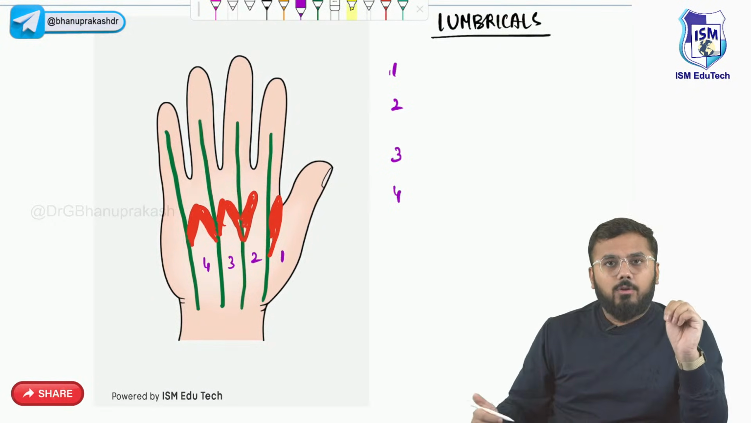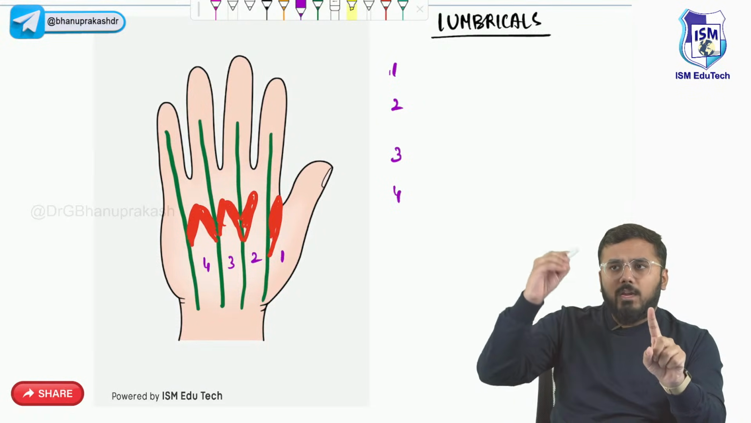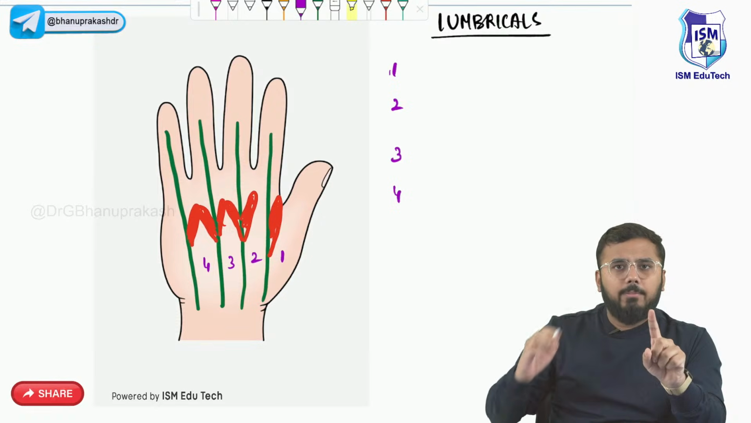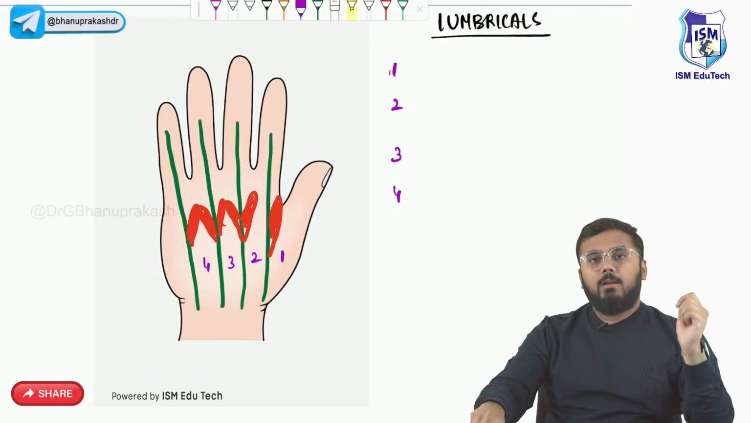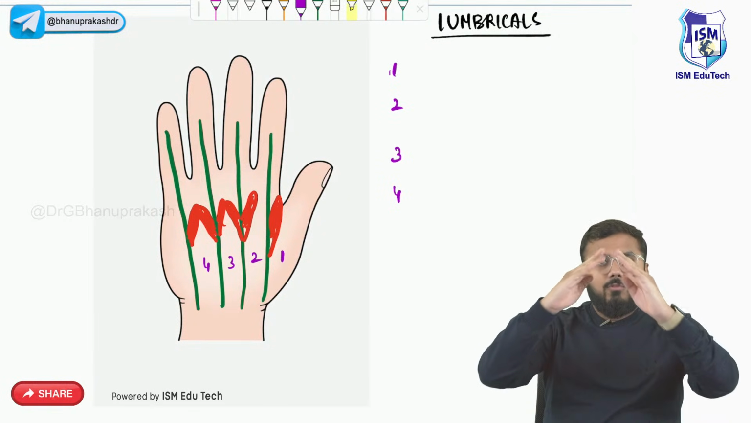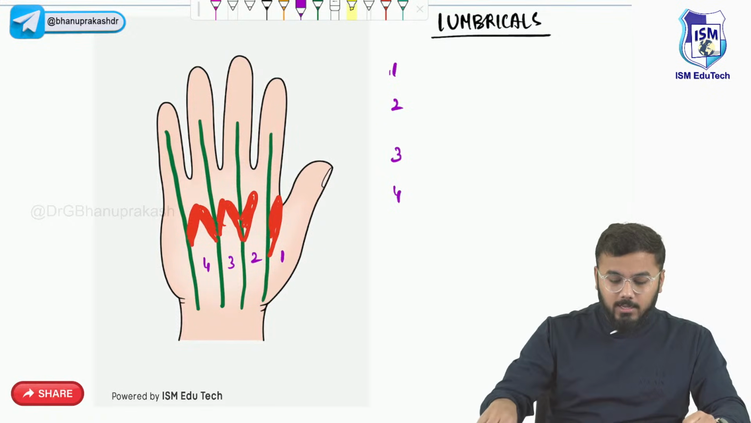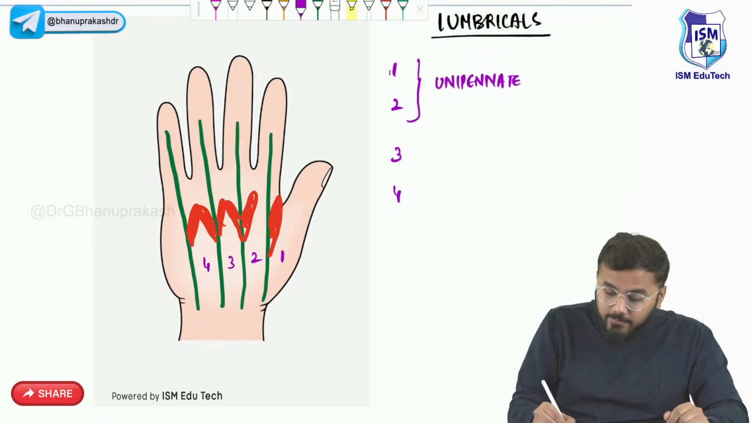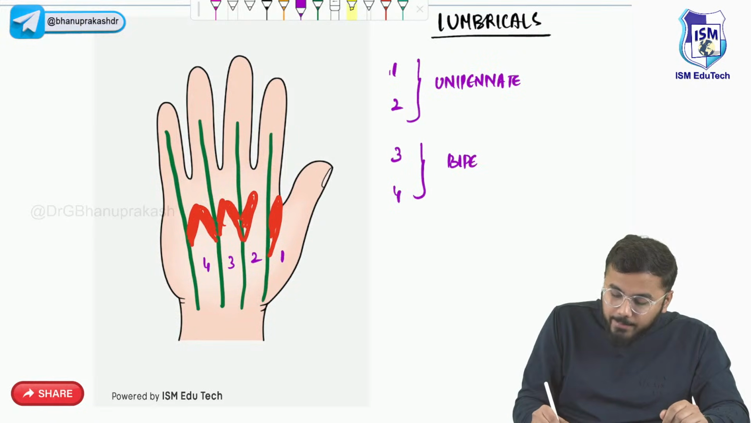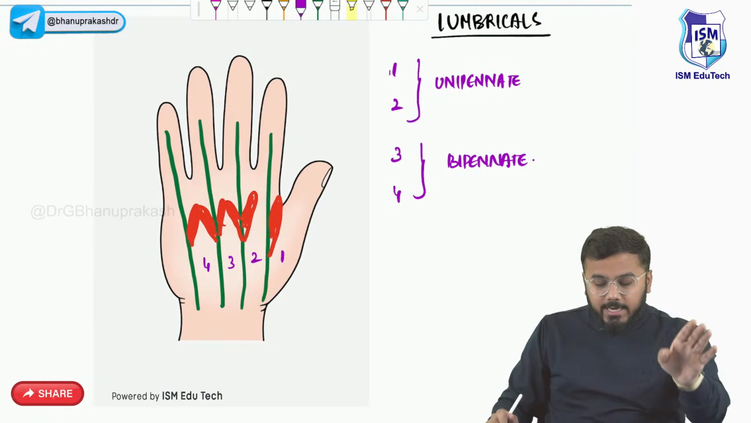Okay, so we have 4, but look at lumbrical 1 and lumbrical 2. There is only one part in lumbrical 1 and one part in lumbrical 2. Such muscles are called unipennate muscles. But look at lumbrical 3 and lumbrical 4. Lumbrical 3 is like this, lumbrical 4 is also like this. So there are two pennae, right? That is why it is called a bipennate muscle. So lumbricales 1 and 2 are unipennate, whereas 3 and 4 are bipennate muscles.